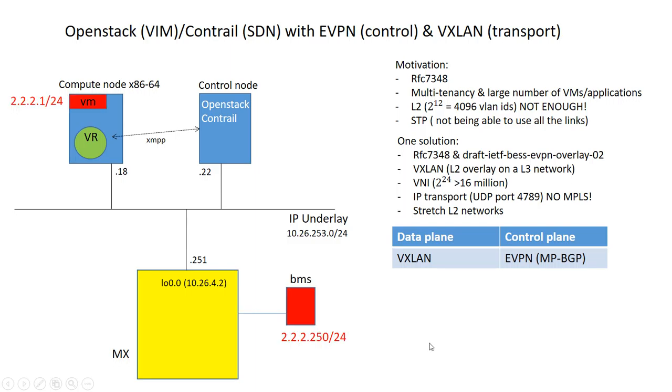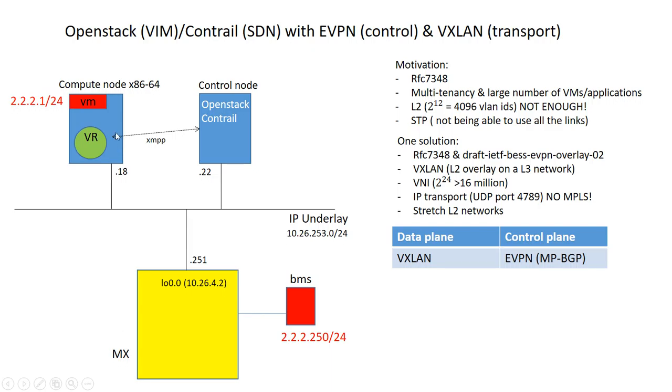So again, what is the idea here? The idea is to connect this virtual machine that is instantiated on this compute node and this bare metal server that is connected to this MX. They both live in the same broadcast domain, as we can see here.